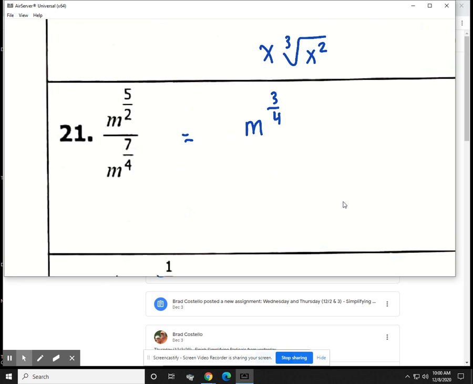So, now let's rewrite that as a radical. Remember the deal? The denominator is my root. What's my denominator? What's my root? 4. Sorry. The 4th root of. You gotta say the denominator is the root. What's the denominator? 4. What's the root? 3.